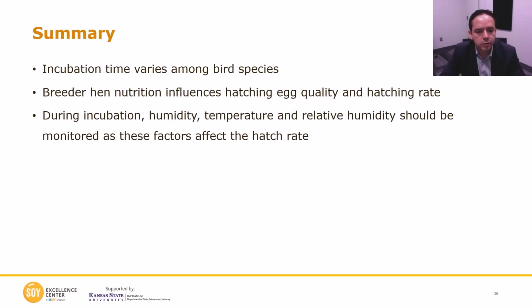So just to conclude the first part of this lecture, remember that incubation time varies among bird species. Breeder hen nutrition is very important because it influences hatching egg quality and hatching rate. And during incubation, humidity and temperature should be monitored, as these factors can affect the hatching rate.